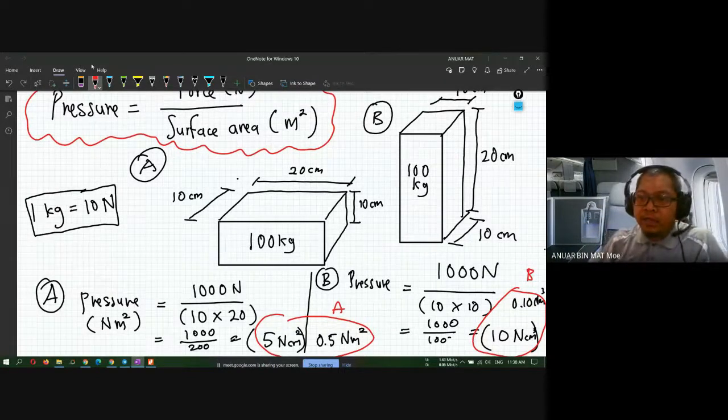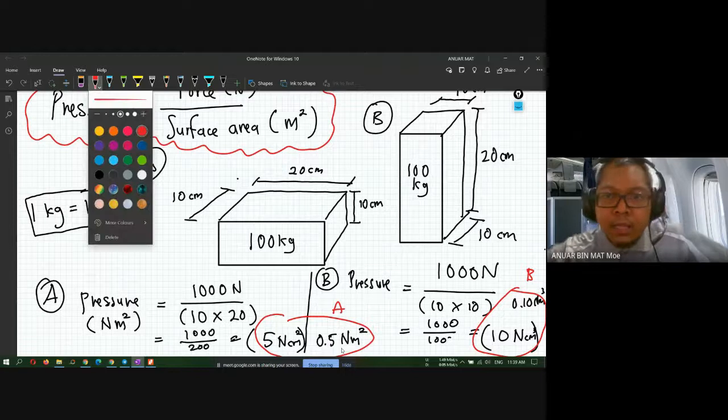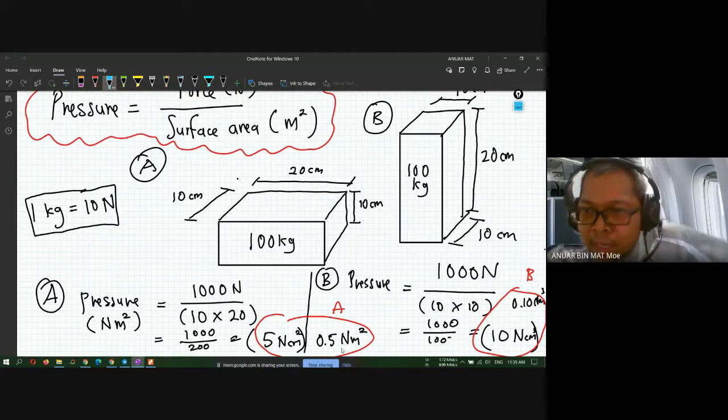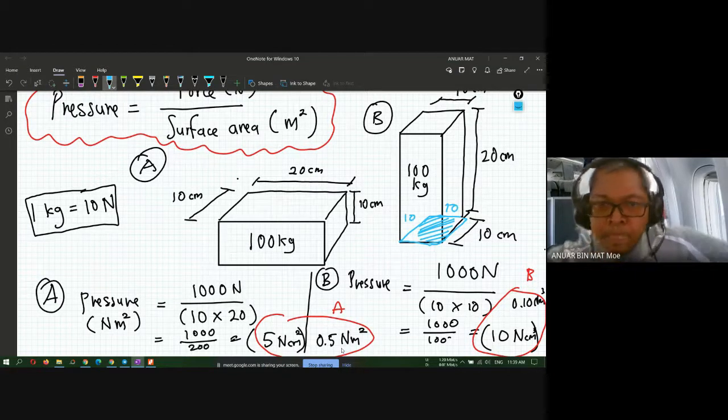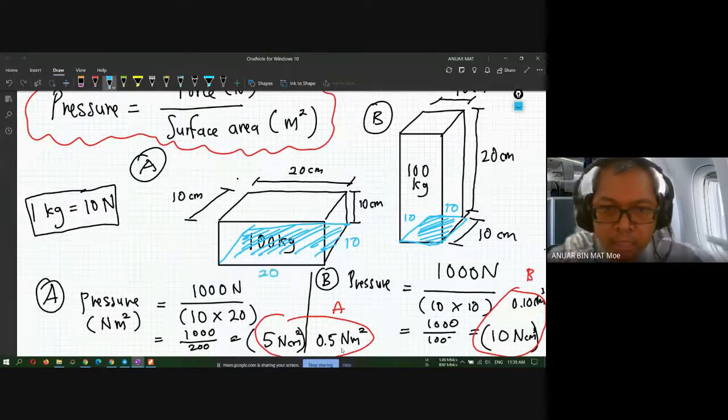Okay. Why? Because B has 10 Newton per centimeter square. And then A only has 0.5 Newton meter square. Can you understand this? Boleh tak? So meaning that the smaller surface area. For example, I use the blue one. This is the surface area for B, 10 times 10 only. And then this is the surface area for A, 10 times 20.